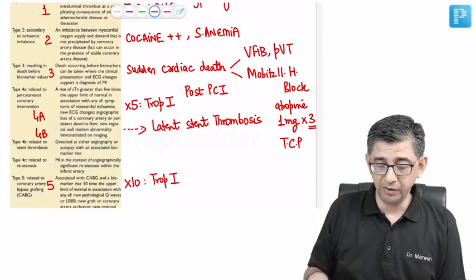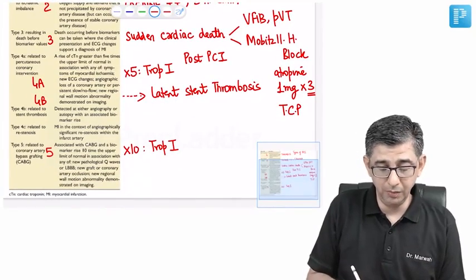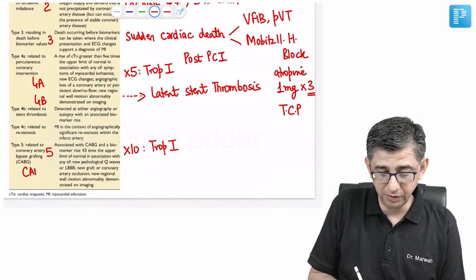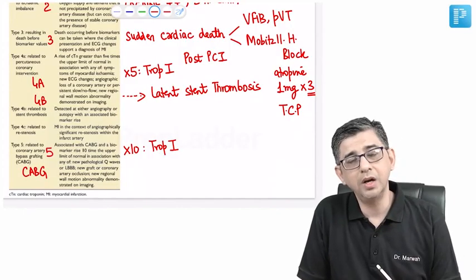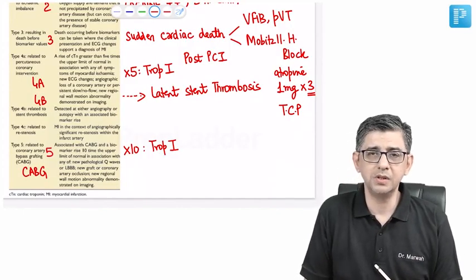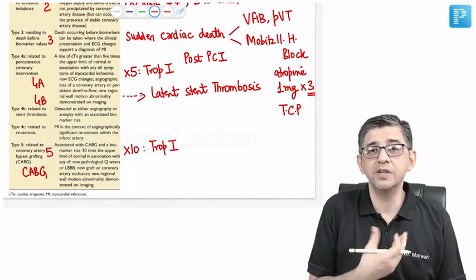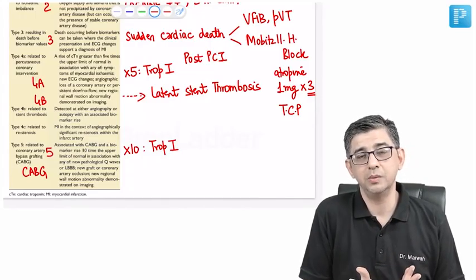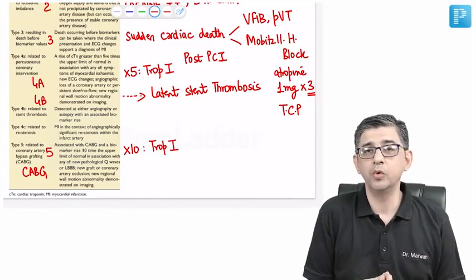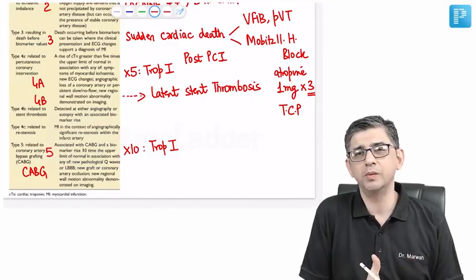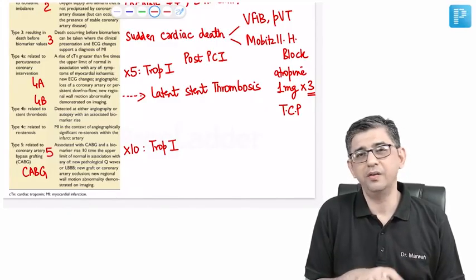And when it comes to type 5 myocardial infarction, it's going to be mainly related to coronary artery bypass grafting, CABG. And the query in the mind of most of the people is, sir, CABG we do in triple vessel disease and it's supposed to cause revascularization of the heart. So how is it possible that somebody can develop MI post CABG? Well, I can give two explanations for it, and that's just for understanding purposes.